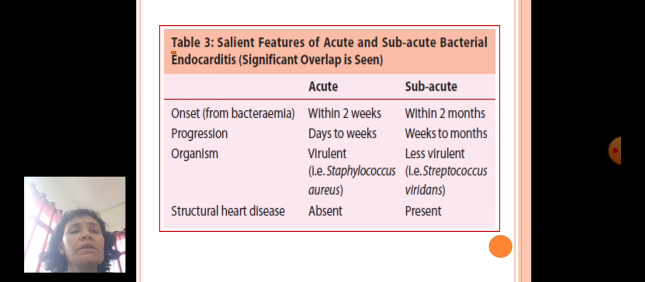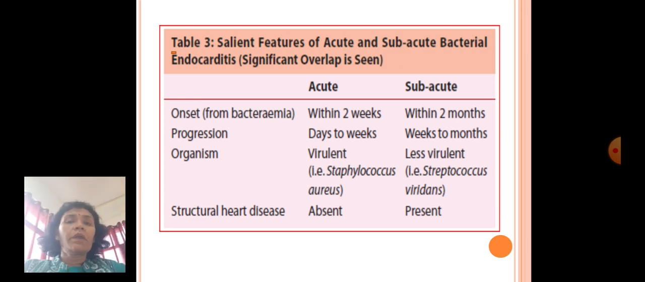Endocarditis can present in two ways, acute or subacute, depending on the onset and the progression. Mainly, acute is caused by the pathogenic organisms and involves the native valves also, while subacute is usually seen in those patients with already diseased heart.